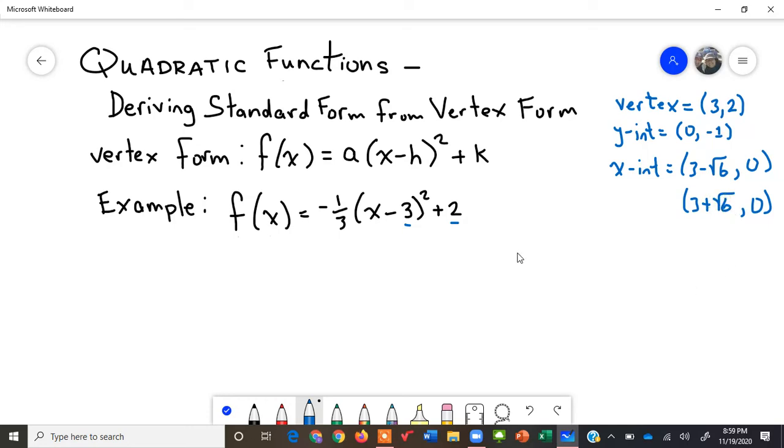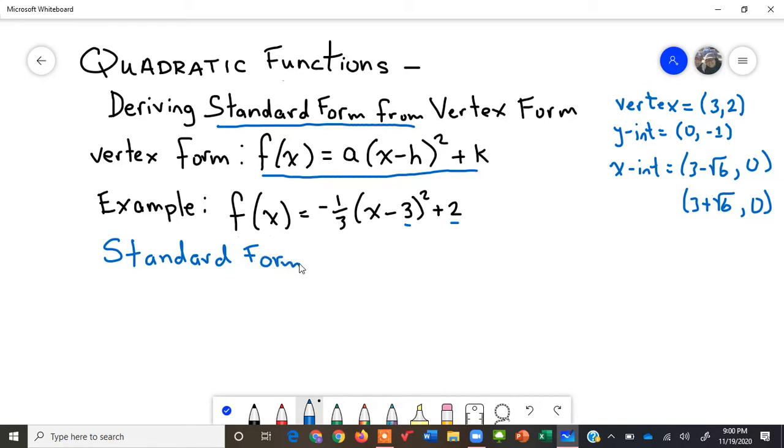What I'm going to do now is convert this to standard form and show you where we found these from, and in so doing, we'll talk about how we can find all these items from a function in standard form. So how do we get to standard form? Standard form is what you get when you expand your vertex form. That means this squared term is going to be multiplied out. We're going to square it, divide through by the negative 1/3, combine like terms, add the 2.